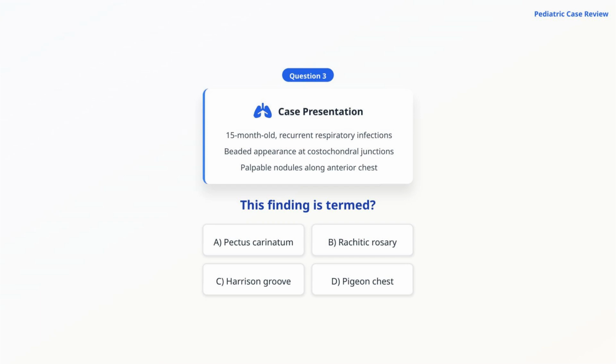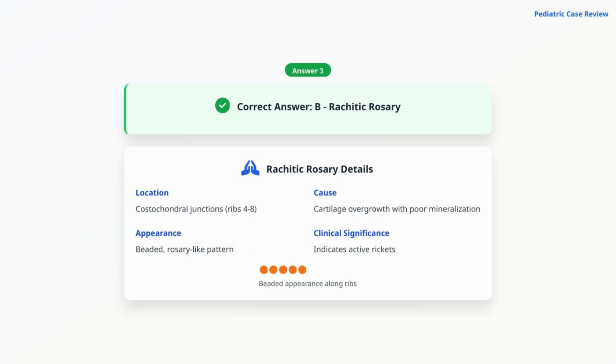Option A, pectus carinatum. Option B, ricketic rosary. Option C, Harrison groove. Option D, pigeon chest. The correct answer is B, ricketic rosary.